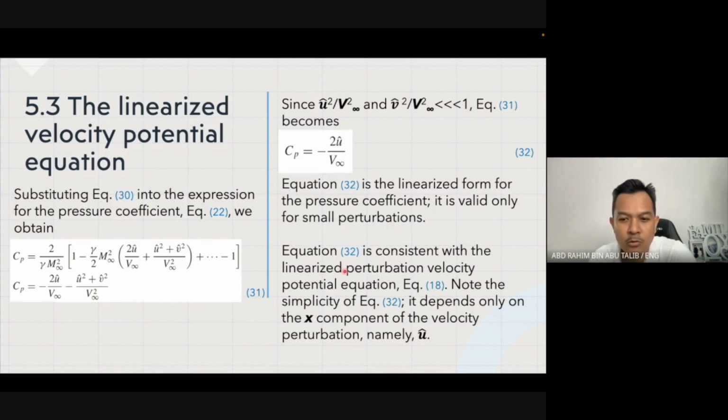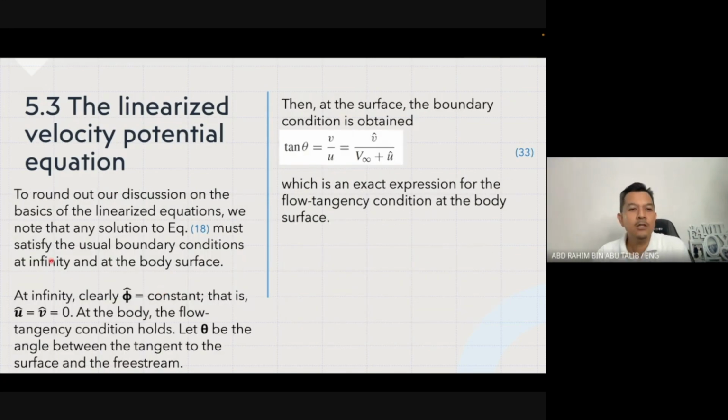Equation 32 is also consistent with the linearized perturbation velocity potential equation, which we have already derived in equation 18 earlier. And note the simplicity of equation 32. It depends only on the x component of the velocity perturbation u. There is no component for v, because v is considered to be very, very small. All right. So to round out our discussion, to summarize the basics of the linearized equation.